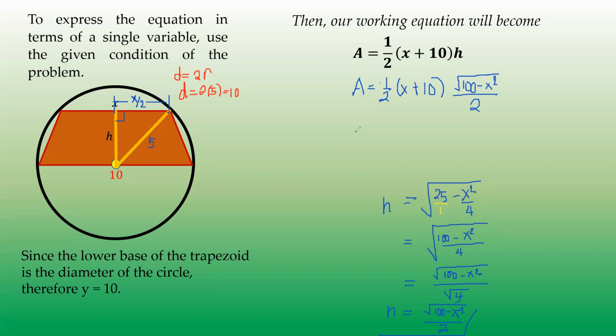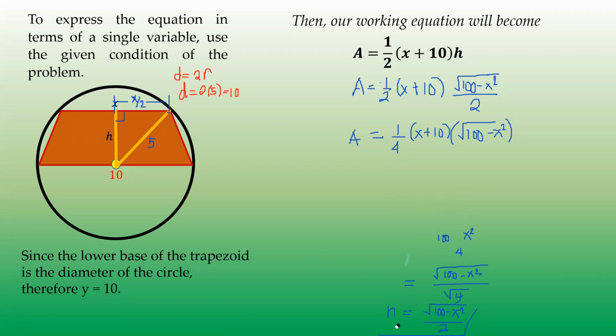Pag inayos pa natin yan, so pwede multiply yung dalawa ilalim. This is 1/2. Diba? 1/2 times 1/2. So, magkakaroon ka ng 1/4. So, 1/4 of x plus 10 times square root of 100 minus x squared. Ito ngayon yung ating equation for area.